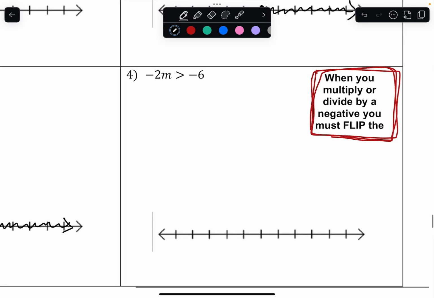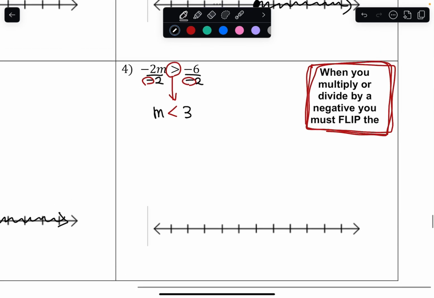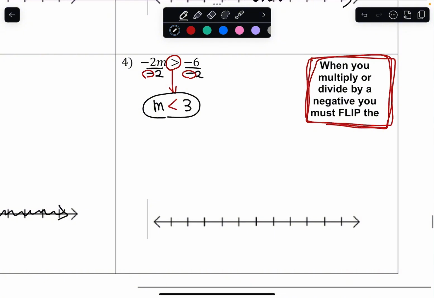Okay, number 4 is a one-step inequality. We just have to divide by negative 2. And because I am dividing by a negative, I have to flip the inequality. The more dramatic with colors you can be, the better you'll do.